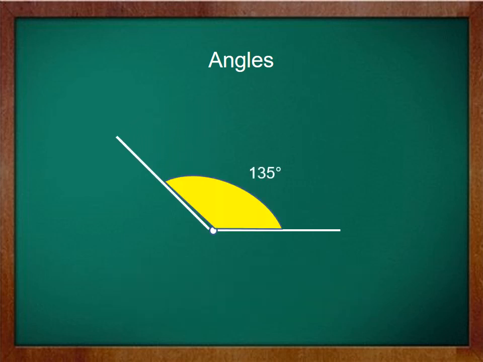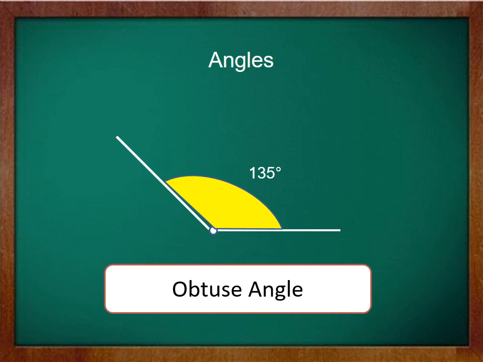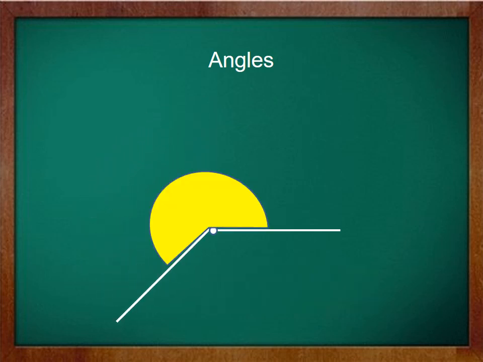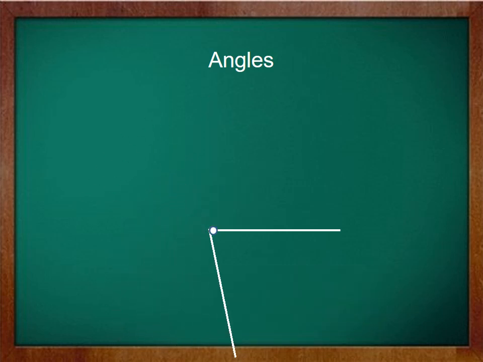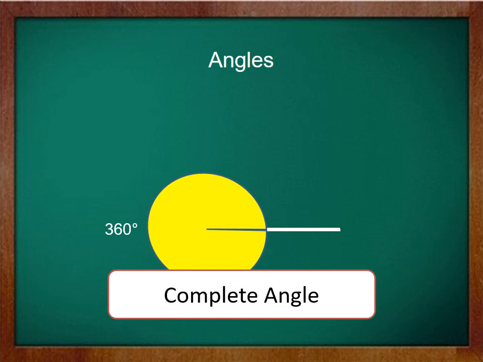Angles which are greater than 90 degrees but less than 180 degrees are called obtuse angles. Angles which are greater than 180 degrees but less than 360 degrees are called reflex angles. An angle which is equal to 360 degrees is called a complete angle. Note that it makes a full circle.